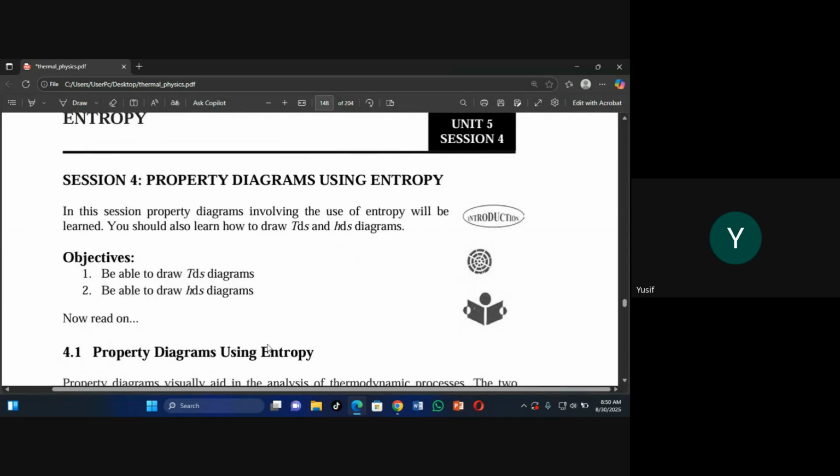Then go to the property diagrams of entropy. If you are talking about property diagrams, then we can talk of the T-S diagram and the H-S diagram as well. The T-S diagram shows the temperature with respect to entropy, and the H-S diagram also shows enthalpy with respect to the entropy change.